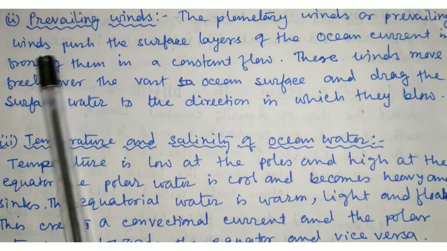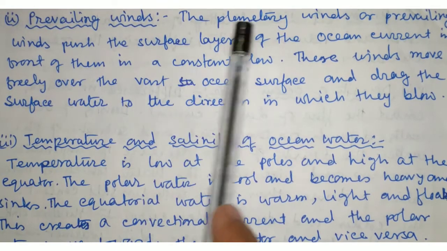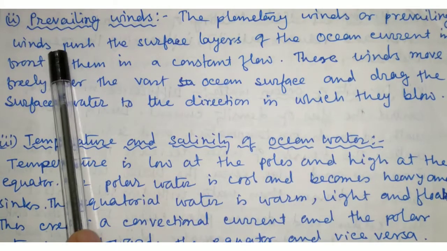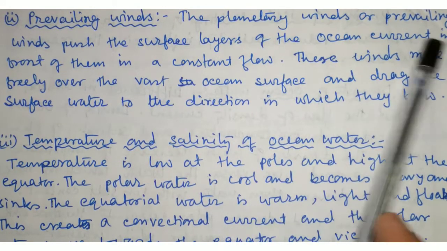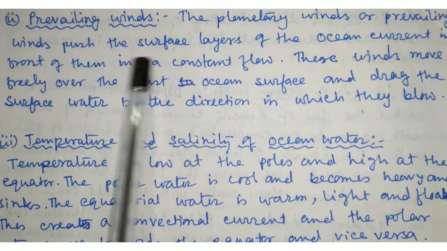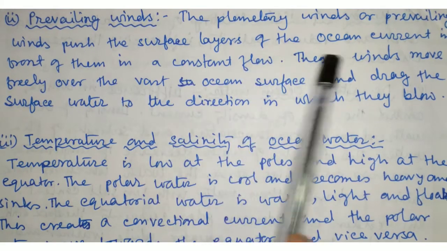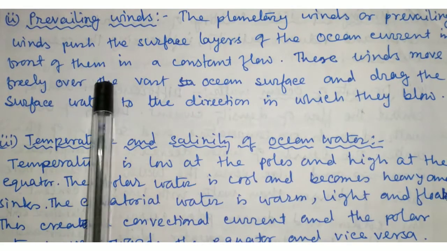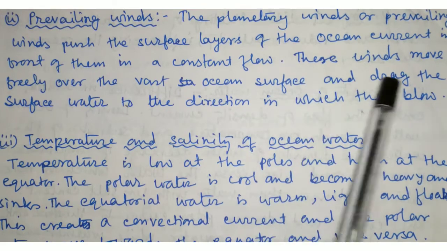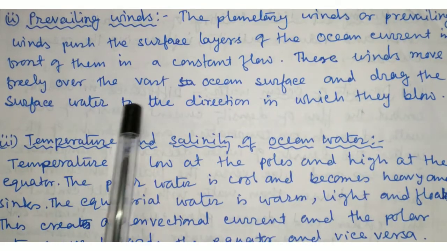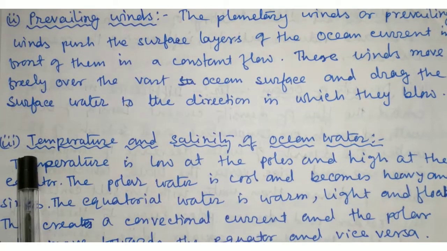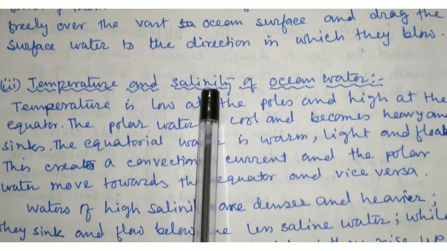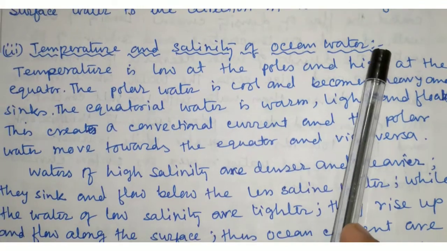Now point number 2, prevailing winds. The planetary winds or prevailing winds push the surface layer of the ocean in front of them in a constant flow. These winds move freely over the vast ocean surface and drag the surface water in the direction in which they blow. Number 3, temperature and salinity of ocean water.